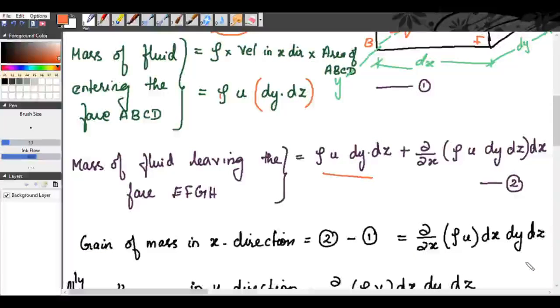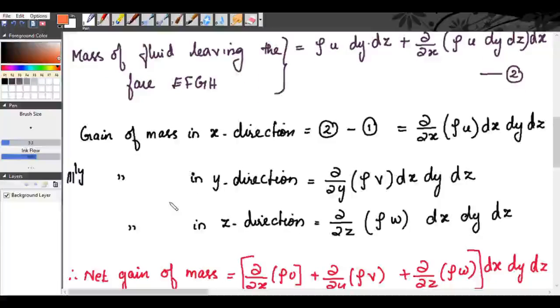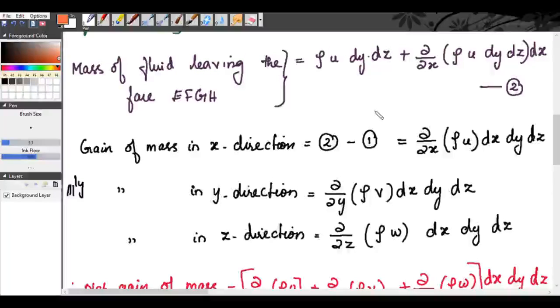If this is the gain of mass in x direction, the gain of mass in the same way in y direction will be equal to ∂/∂y of (ρv) dx dy dz. u is the velocity in x direction, v is the velocity component in y direction. Similarly, gain of mass in z direction will be equal to ∂/∂z of (ρw) dx dy dz. w is the velocity component in z direction.